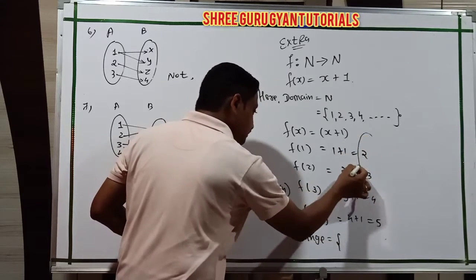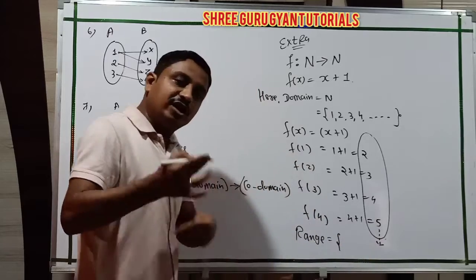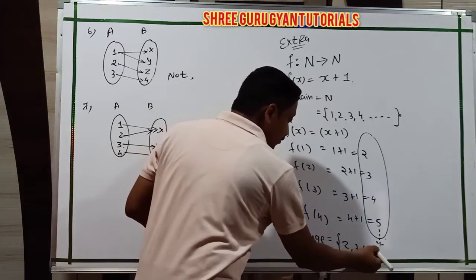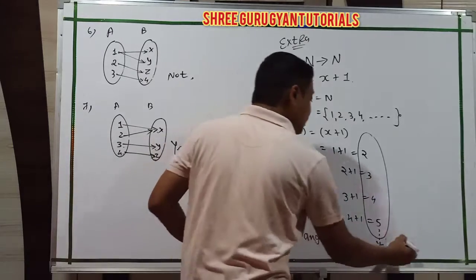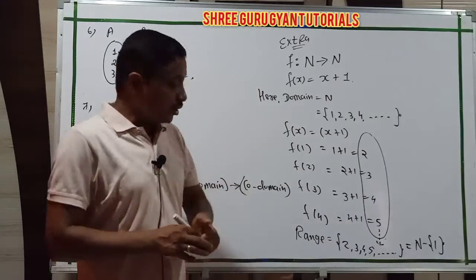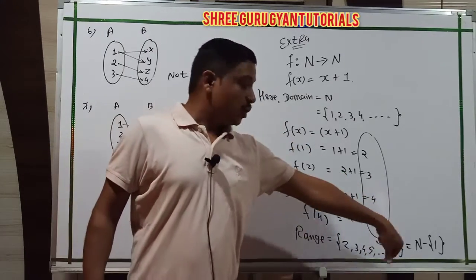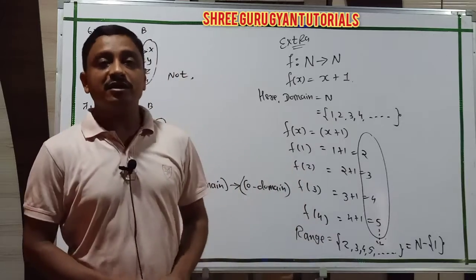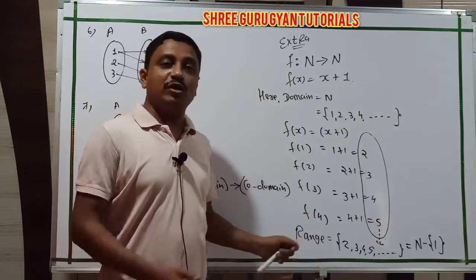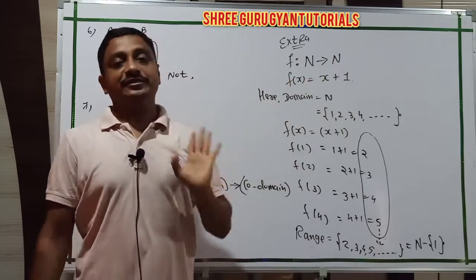Range is this. If you take further numbers in the domain, my answer is 2, 3, 4, 5, and so on, up to n minus 1, because of every number present here, only one is not present. So I just show that it is n minus 1. So the domain is n. This is the range, and what is the codomain? The codomain is also n.